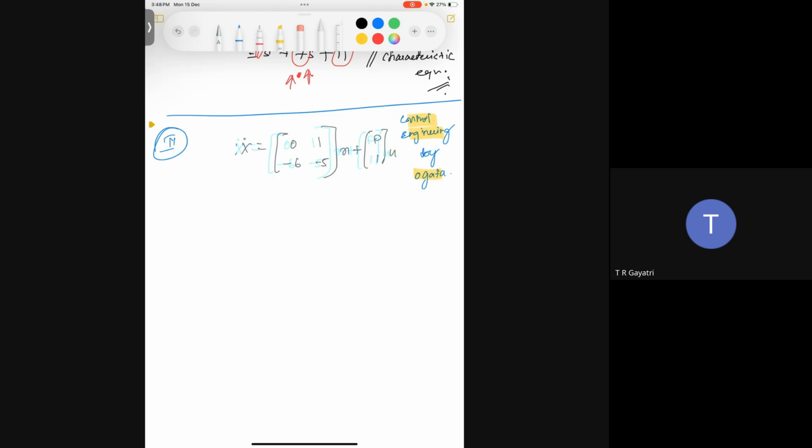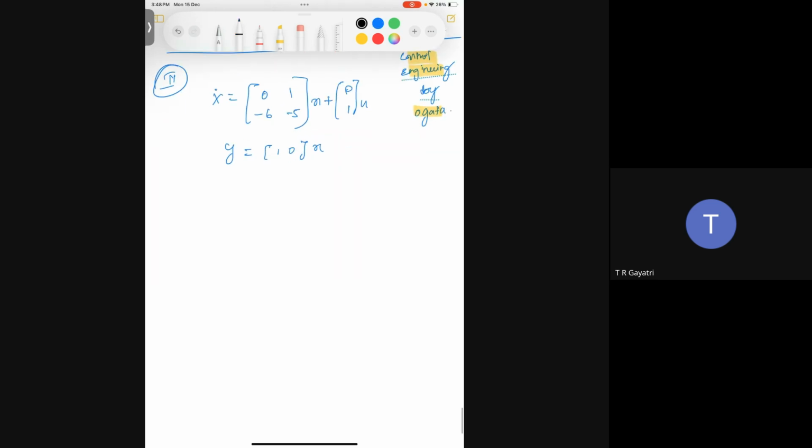So this is my system, right? And my output matrix is [1, 0] and x. The question they're asking is to design a controller such that u equal to minus kx. It's a state feedback controller, which we also call pole placement. The actual technical name is state feedback controller because we are taking the state of x dot equal to ax as feedback and giving it back as an input. That's why it is called a state feedback controller.